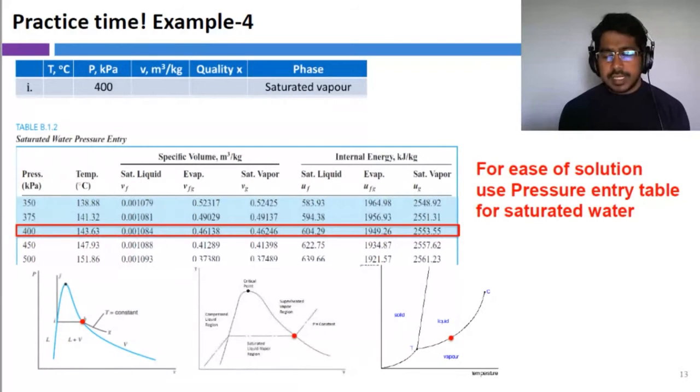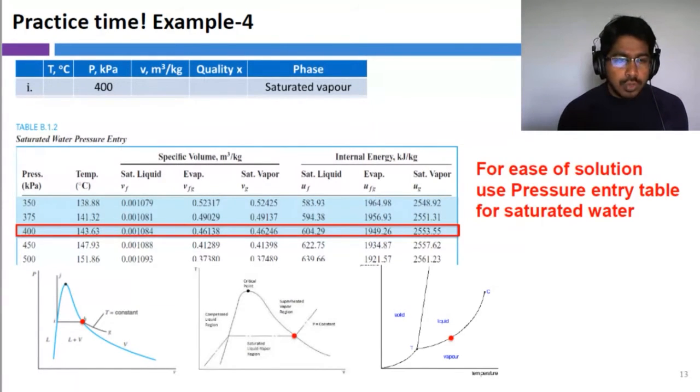Pressure entry or temperature entry? Any ideas? We should pick pressure entry because we have been provided with pressure and we have a nice round number, and it's always easy to find that using the pressure entry table.